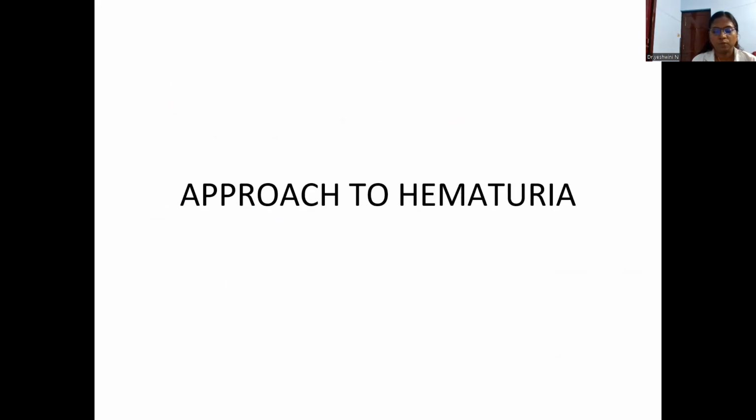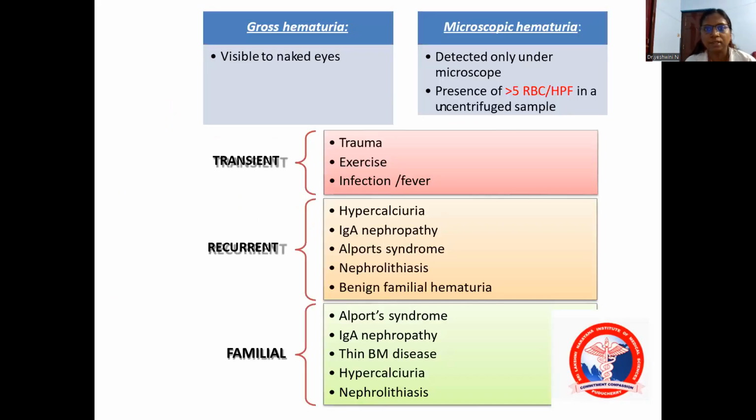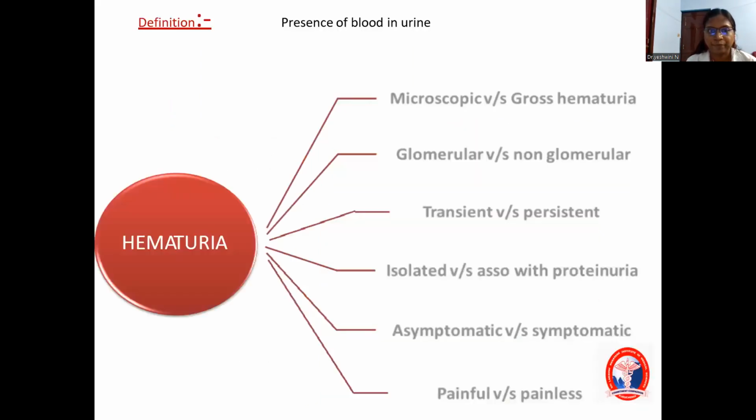Today we'll be dealing with how to approach a case of hematuria. What is hematuria? Hematuria is the detection of blood in the urine, as you all know. To define hematuria, there should be more than 5 RBCs per high power field in an uncentrifuged urine sample, or when you do a dipstick, you should have at least 1 plus to call it hematuria. So how do we approach a case of hematuria?